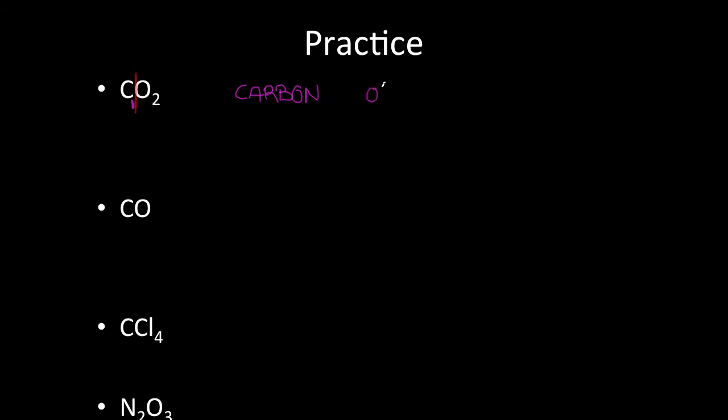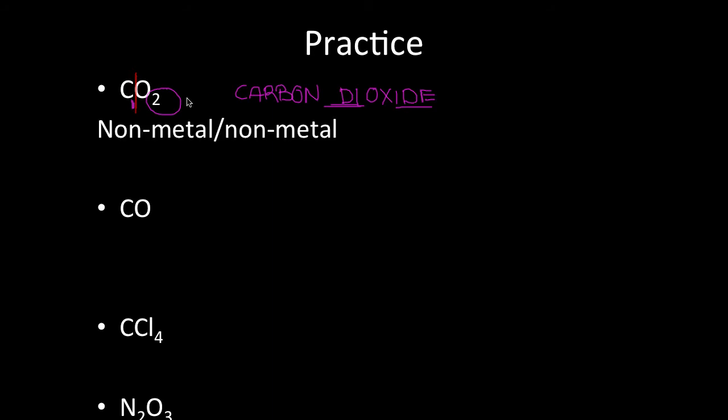Then I have my oxygen. I'm going to substitute its gen ending for an IDE ending. And then I'm going to add the prefix that tells me the subscript. In this case, the subscript is di. So my substance is called carbon dioxide. I have my nonmetal and my nonmetal, and my name carbon dioxide.